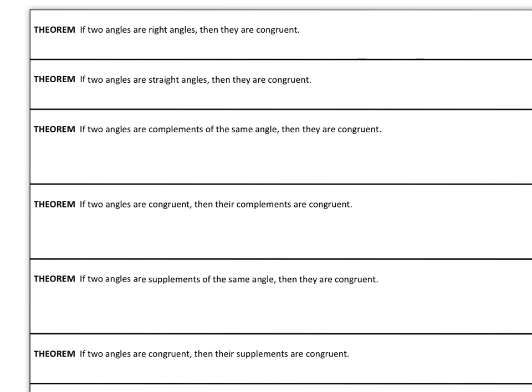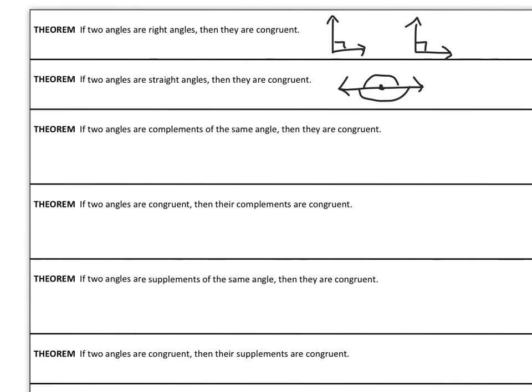A lot of these are pretty straightforward, but if 2 angles are right angles, then they're congruent. So obviously 90 degrees has to be congruent to 90 degrees. If 2 angles are straight angles, then they're congruent. Straight angles are 180 degrees. So obviously, even if I were to go in the other direction, 180 is always equal to 180. So we say the angles are congruent, the measures are equal.